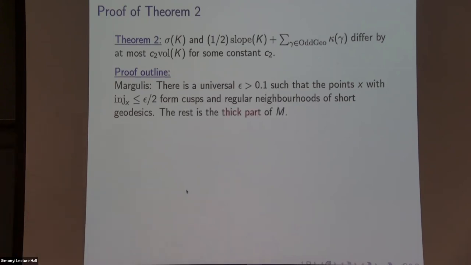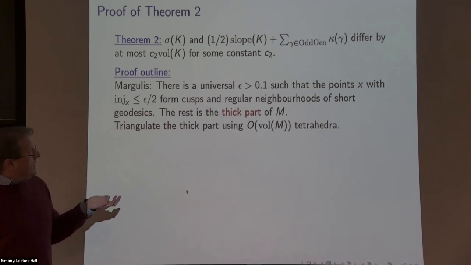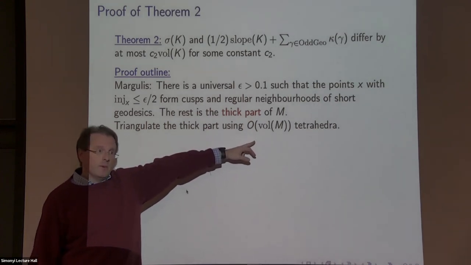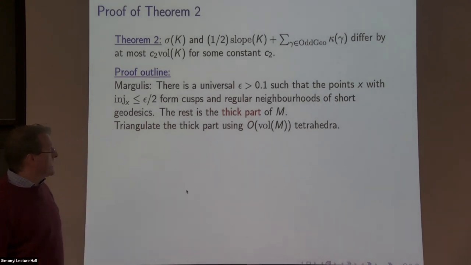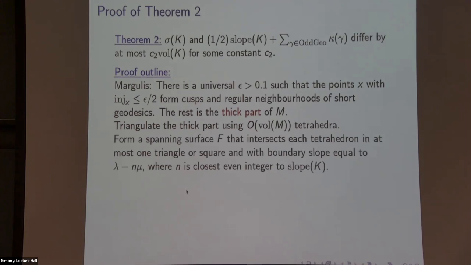The rest is the thick part of M. So you just run the same construction again and just triangulate the thick part. And because your injectivity radius in the thick part is uniformly bounded below, you don't have to worry about the injectivity radius to the minus 3. You just get that the number of tetrahedra is at most linear in the volume. This was known to Thurston and Jørgensen. So then you form a spanning surface for the knot, just as you did before, that intersects each tetrahedron in at most one triangle or square, and whose boundary slope is again lambda minus n mu, where n is the closest even integer to the slope.